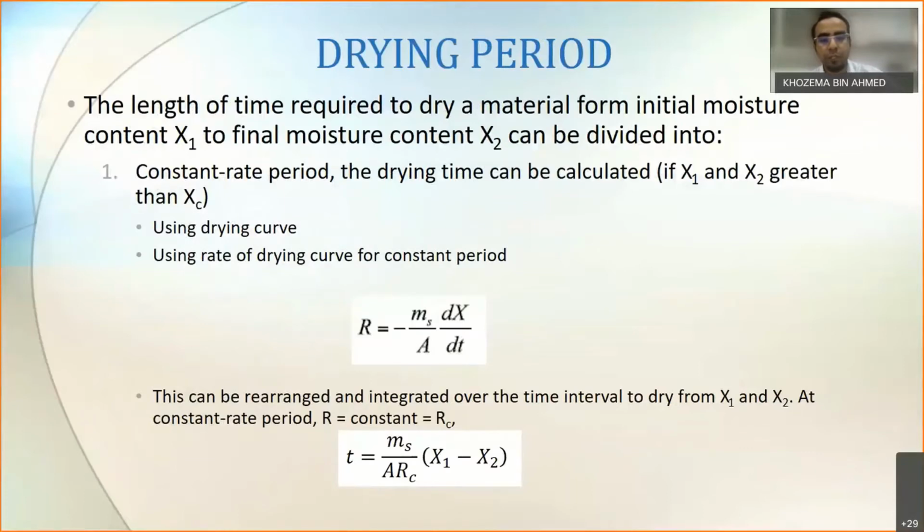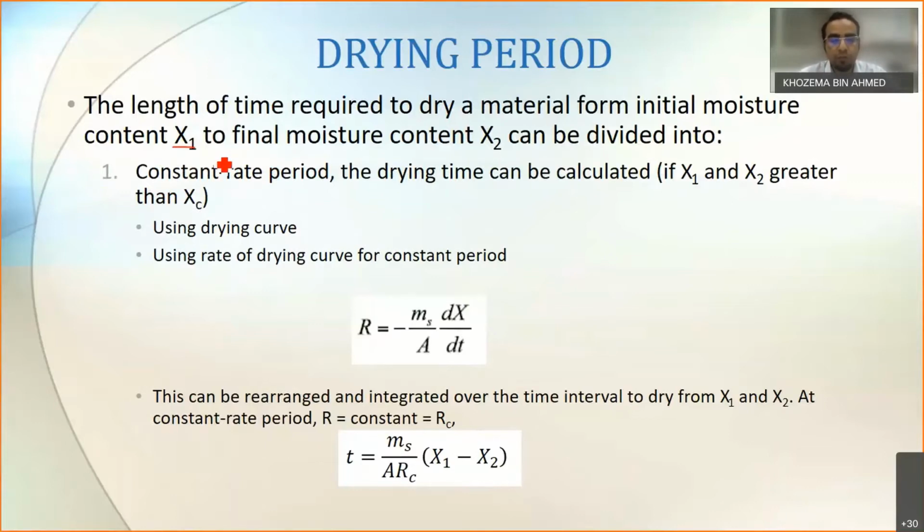The first equation that we're going to be looking at is for the constant rate period. Let's say the length of time required to dry a material from the initial moisture content, which we can label as x1, to the final moisture content, can be divided into two. One is for the constant rate period and the other one is for the falling rate period.